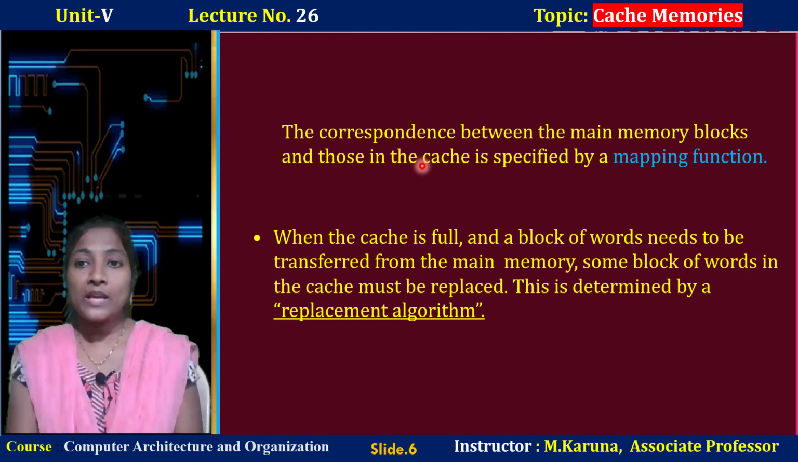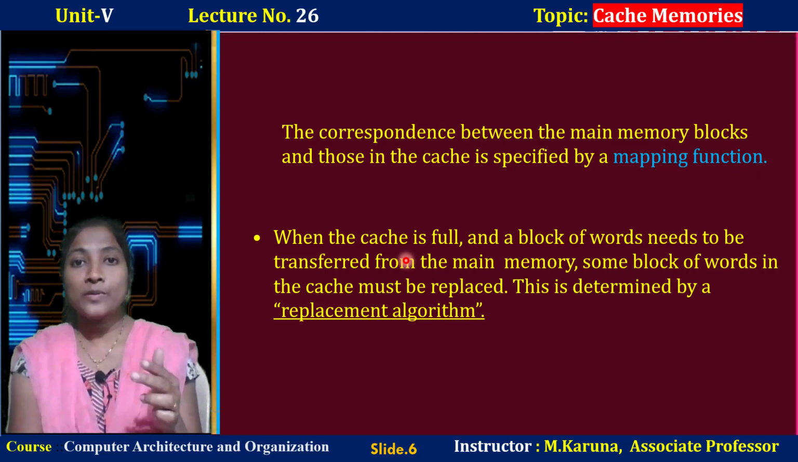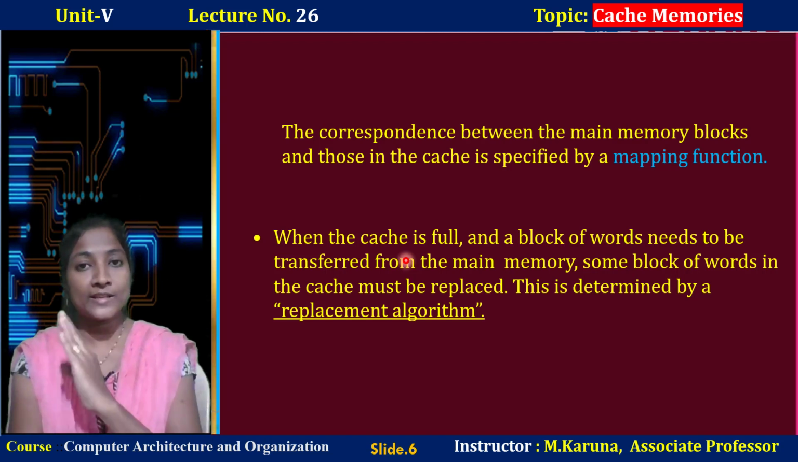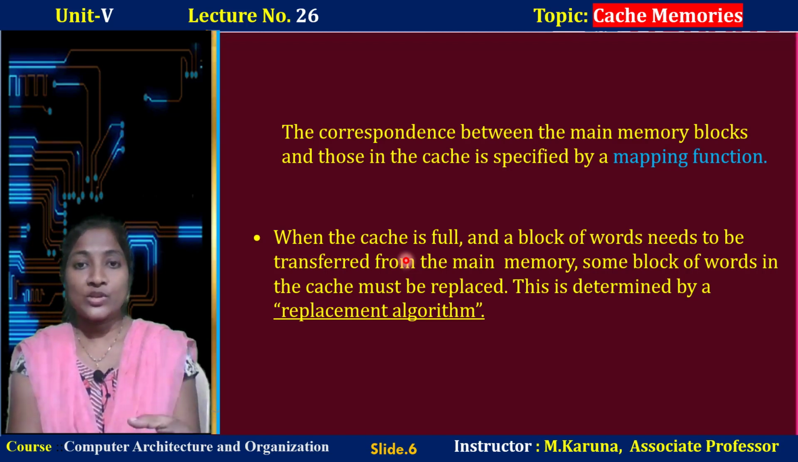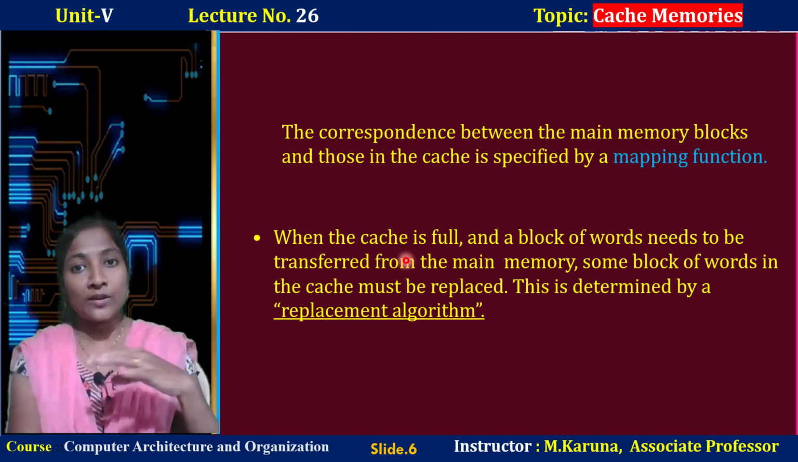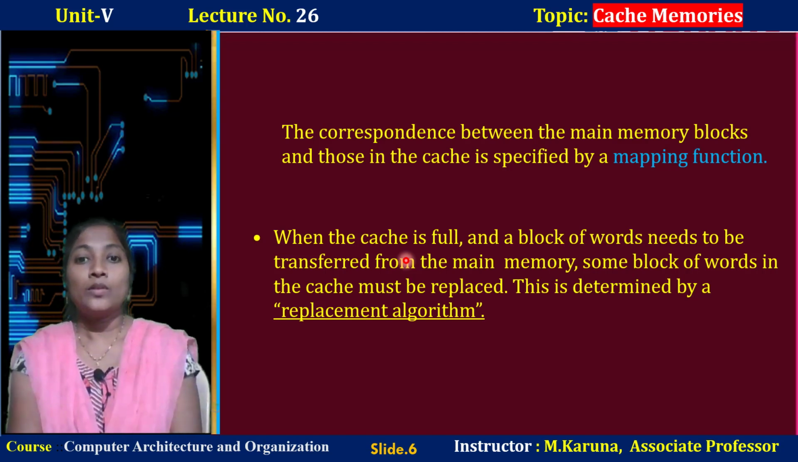Now let us see the correspondence between the main memory blocks and those in the cache, which is specified by a mapping function. Here the cache memory is smaller than the main memory. The required instructions which are to be executed repeatedly can be copied from the main memory and placed in cache memory so that the processor can access those instructions quickly. If the cache is full and a block of words needs to be transferred from the main memory, some block of words in the cache must be replaced. This is determined by a replacement algorithm.